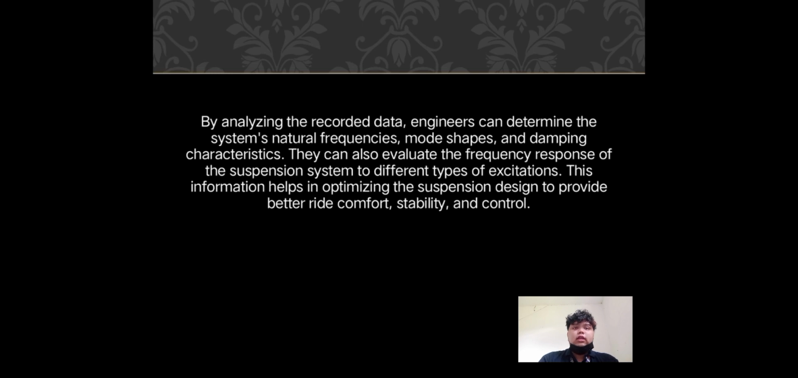Overall, the study of vibration under general forcing conditions is essential for understanding the dynamic behavior of mechanical systems and structures, and plays a crucial role in fields such as structural engineering, mechanical engineering, aerospace engineering, and many others.